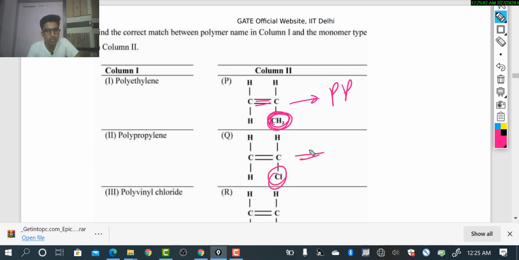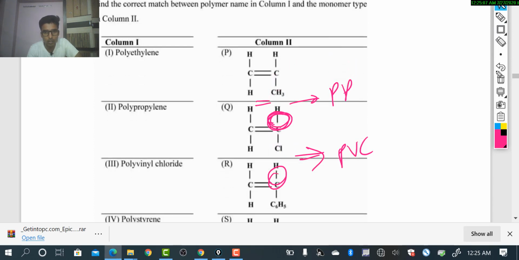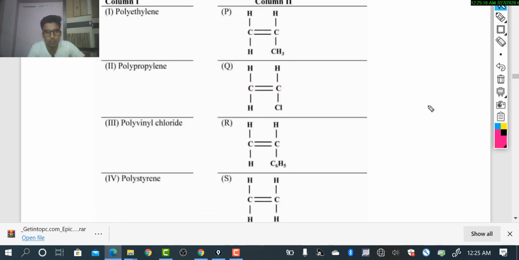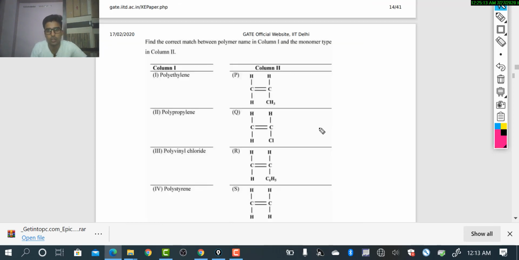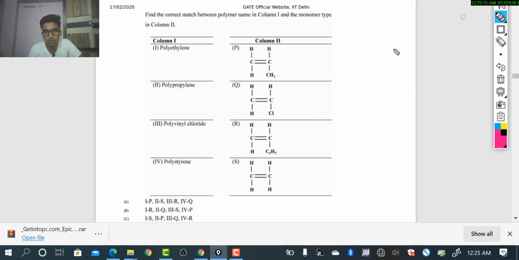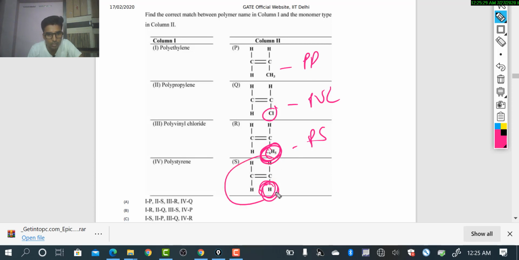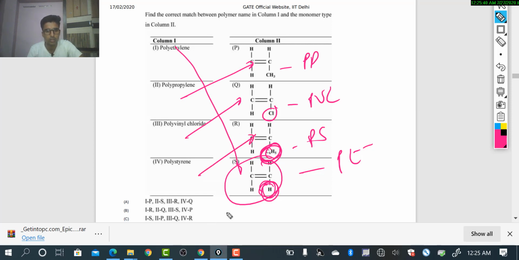This is chloride, so it is the repeating unit of PVC, polyvinyl chloride. And for another portion, this is for PP. This is chloride, so polyvinyl chloride. This is benzene, so it is basically polystyrene. And this is for HHH, so this is simply polyethylene, okay. So for the answer, you can match 1 to S, polypropylene to P, polyvinyl chloride to this one, and polystyrene to this one, and you can find out the answer.